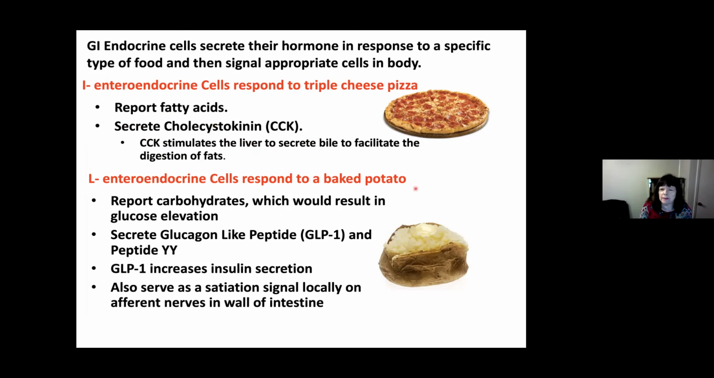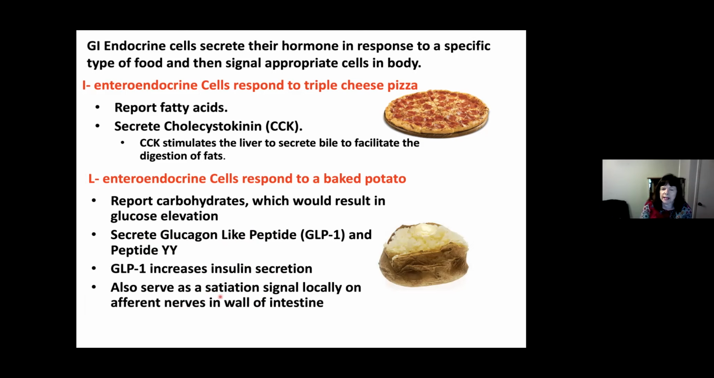Now, if you have a baked potato, you have a reporter of carbohydrates. And that reporter is found in the L enteroendocrine cell. And they'll secrete glucagon-like peptide, or GLP-1, and peptide YY. Both of those are important in insulin secretion, because of course the carbohydrates are broken down to glucose. And basically, you're going to need insulin so that we don't have a glucose overload.